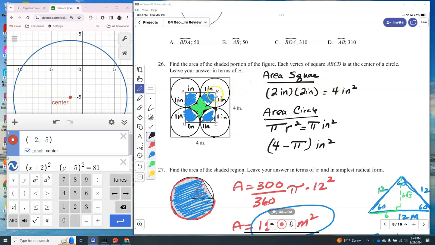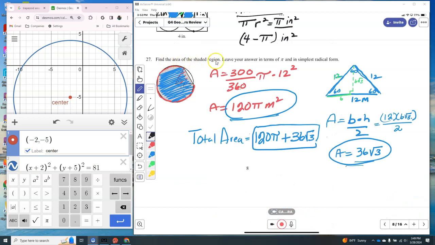So just to review, I figured out the measurement of each of these lengths, which is 1 inch, and together it's 2 inches. So the area of this smaller square is 4 inches squared. I notice that there's a fourth of a circle in each corner, so that makes 1 circle. So I just have to find the area of a circle with a radius of 1. 1 times 1 is 1. So you subtract this area, and that's going to be the area in the green.